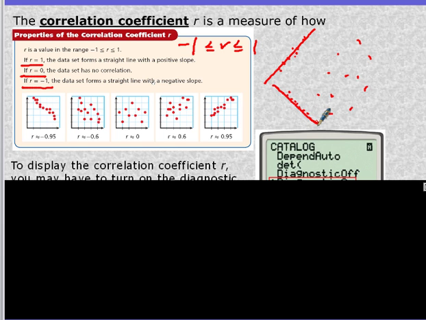And if it's -1, it means we're going to have a very tight correlation, or the dots are going to make a straight line, but it has a negative slope. So this would be an example of R equals 1, R equals -1. And they show you here. And then you have all the things in between.